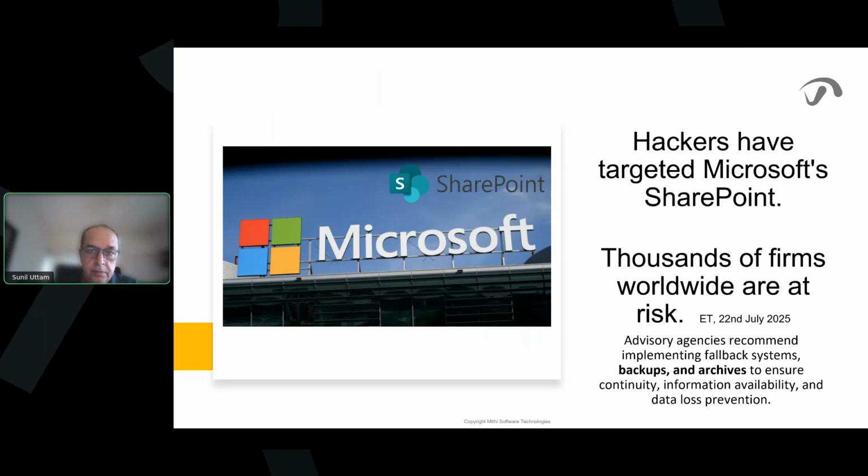There was a vulnerability discovered recently. This is July news, right? There were updates sent out, no doubt. This is targeting the on-premise SharePoint. It can happen with the cloud one too. So you want to be careful by keeping a copy. Advisory agencies recommend implementing a fallback, so that if something is targeted and deleted, I can at least get it back, right?